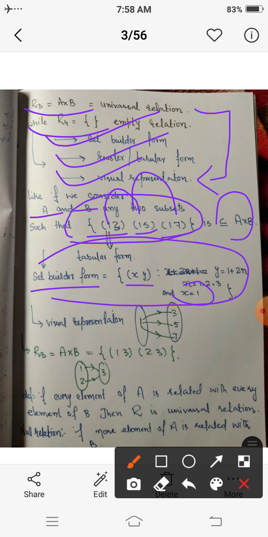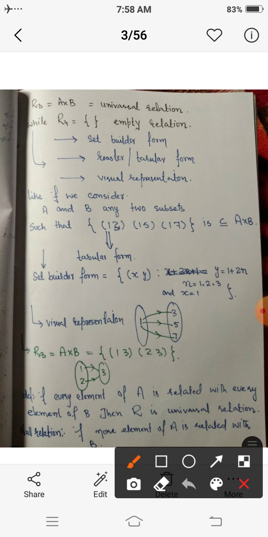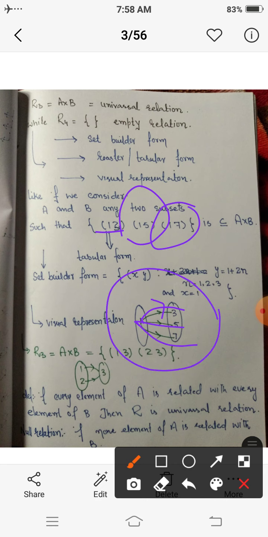Similarly, we can have the visual representation, and in the visual representation we write set A elements here and the set B elements here, but through this relation 1 is related with 3 because it contains the ordered pair (1, 3). So we can connect 1 with 3 like this. Similarly, it contains (1, 5), so here we have 1 to 5, and 1 to 7 is like this. So this is another way to represent a relation.